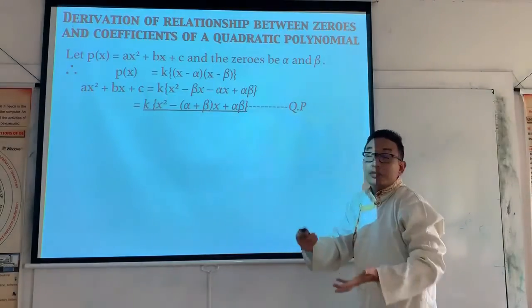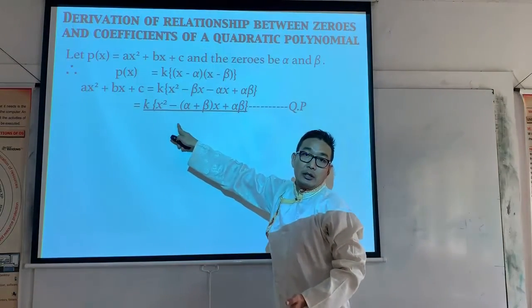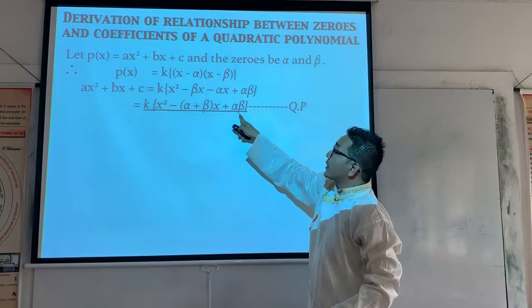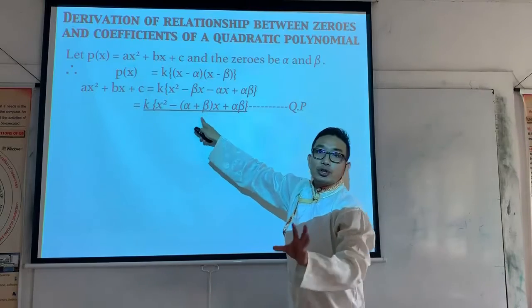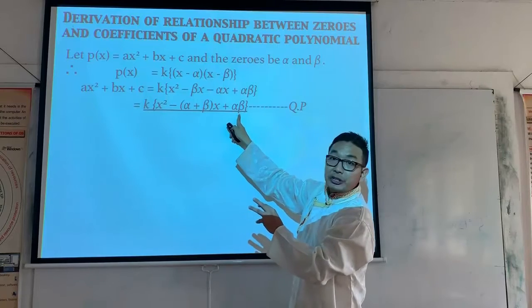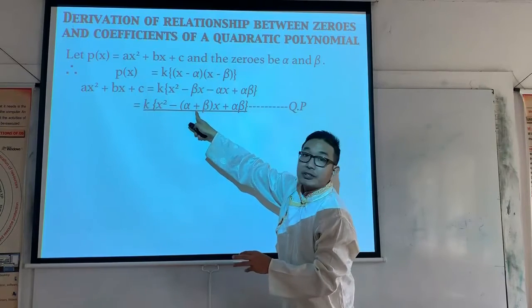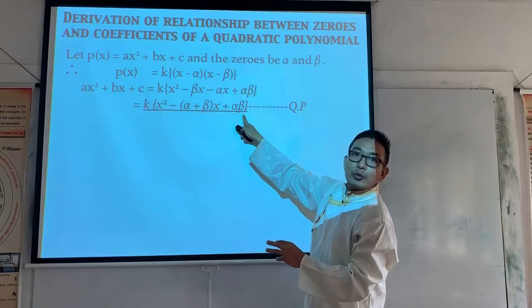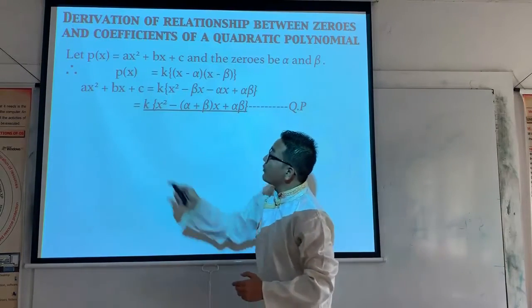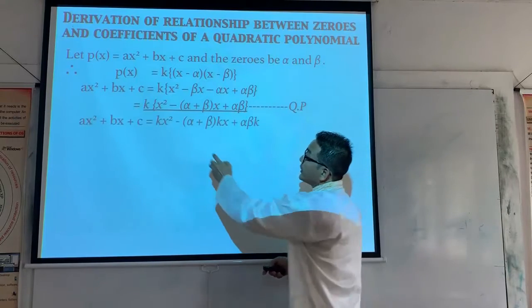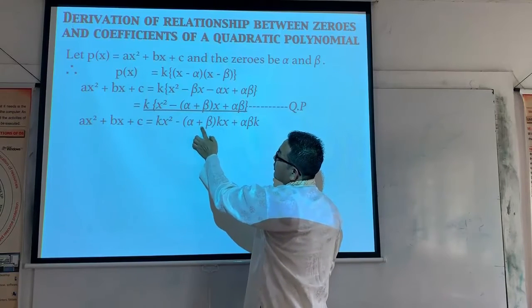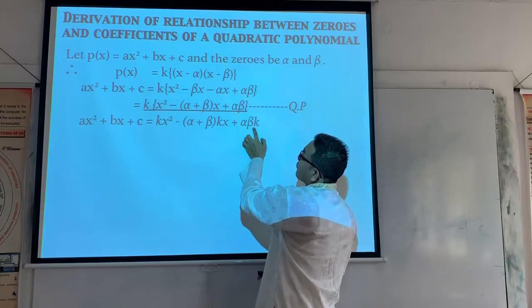The quadratic polynomial is k times x square minus (alpha plus beta) x plus alpha beta, where alpha plus beta is the sum of zeros and alpha beta is the product of zeros. Let's simplify once: multiplying k, what we get is kx square minus k times (alpha plus beta) x plus alpha beta k.